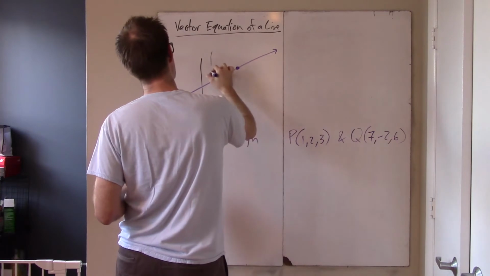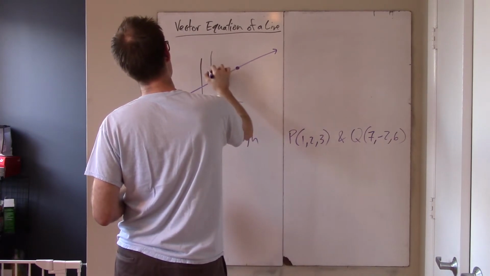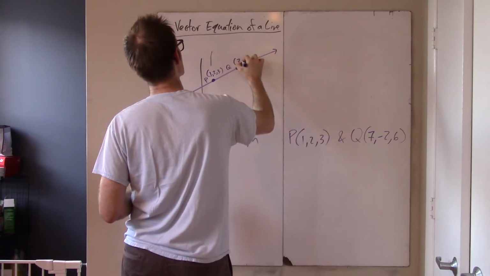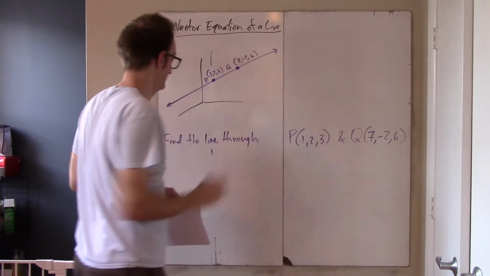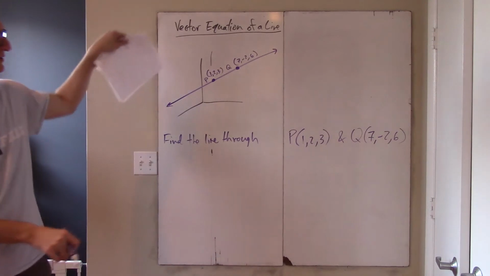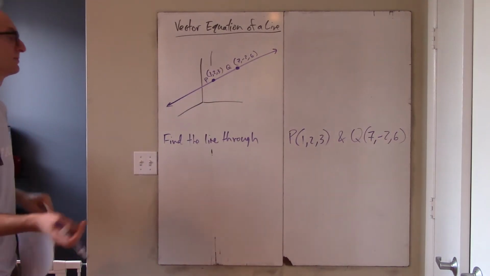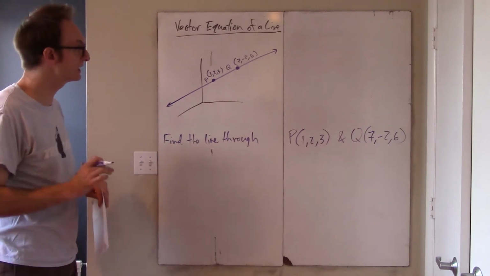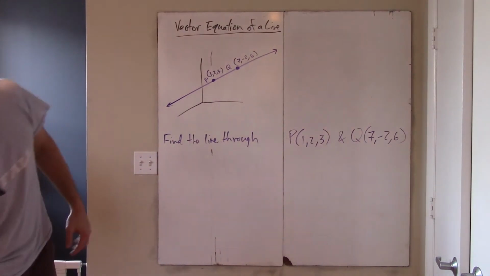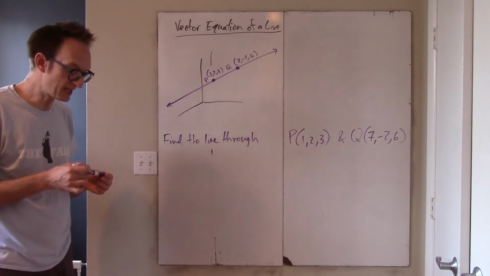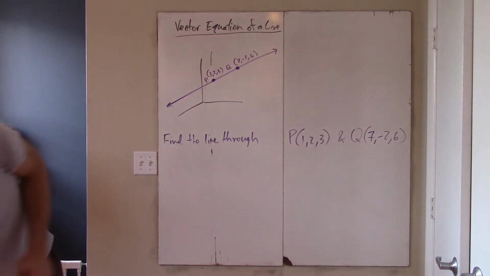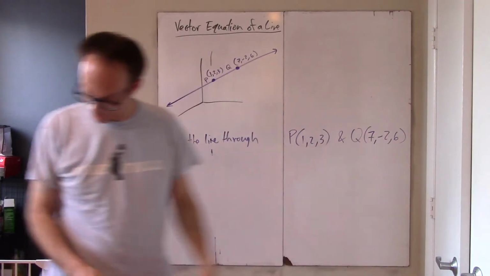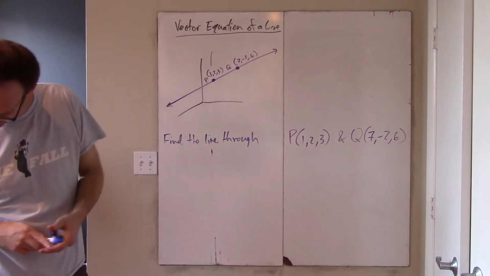So that's (1, 2, 3), point P, and point Q is (7, -2, 6). I'm not trying to make this picture accurate, but you kind of get the idea. Now the next step is the only one that involves any real thinking, which is: how do I find the equation of a line, just in general? How does one come up with the equation of a line?